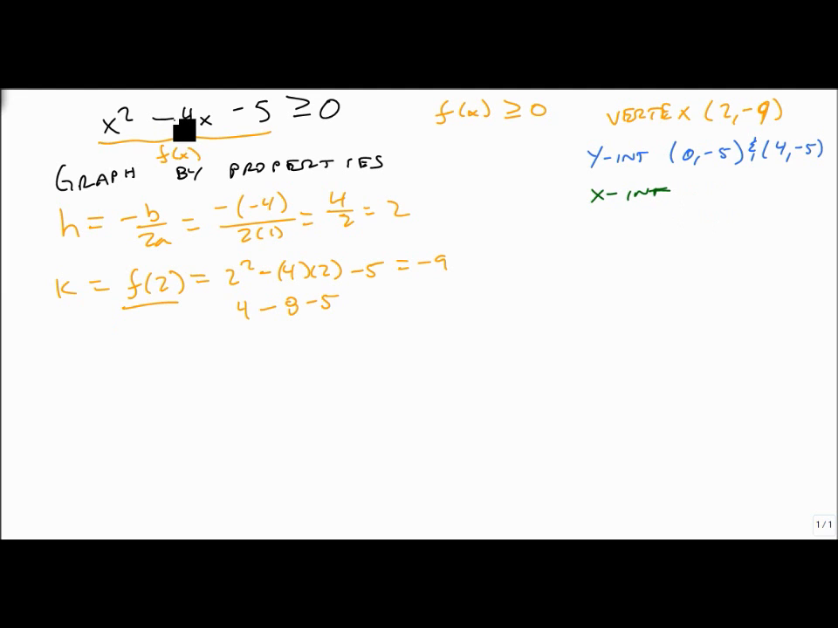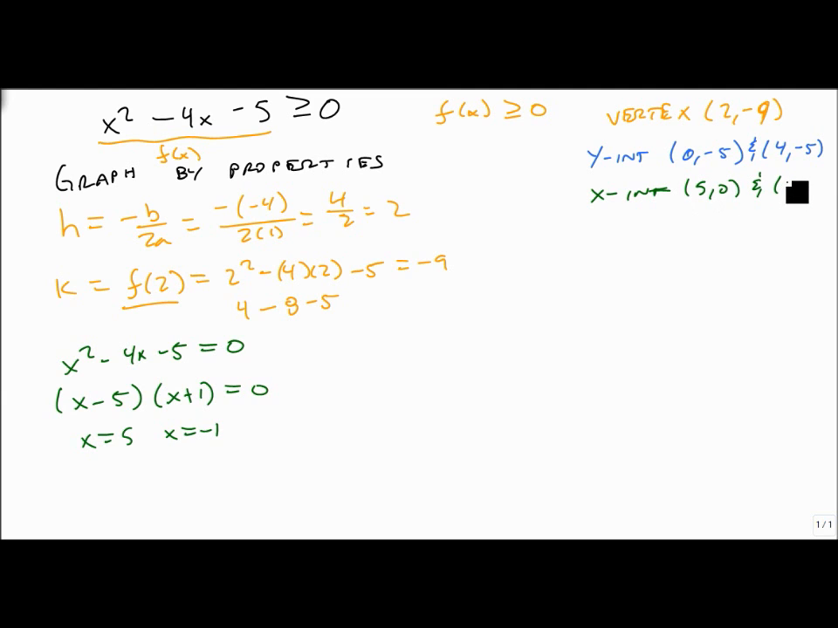And so our x-intercepts, we take x squared minus 4x minus 5 and set that equal to 0. This factors as (x minus 5)(x plus 1). So x is 5 and x is minus 1. So we have a point at (5, 0) and a point at (-1, 0). So now that we have our points that we need, we draw our graph.